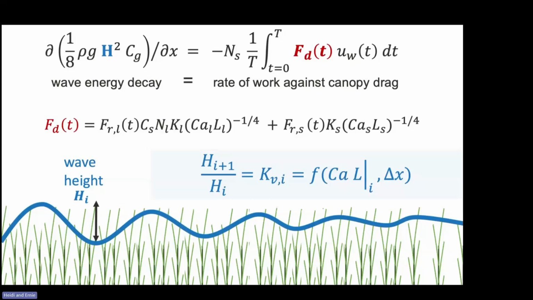correction for plant rigidity. And the result is a prediction of wave height that can be made in incremental steps across the marsh. So the height at step i+1 is predicted from the height at step i, and the parameter CaL determined at step i. K_V is the wave dissipation factor associated with the vegetated drag, and it can be incorporated with other factors influencing wave height, which is what Ernie will show shortly.